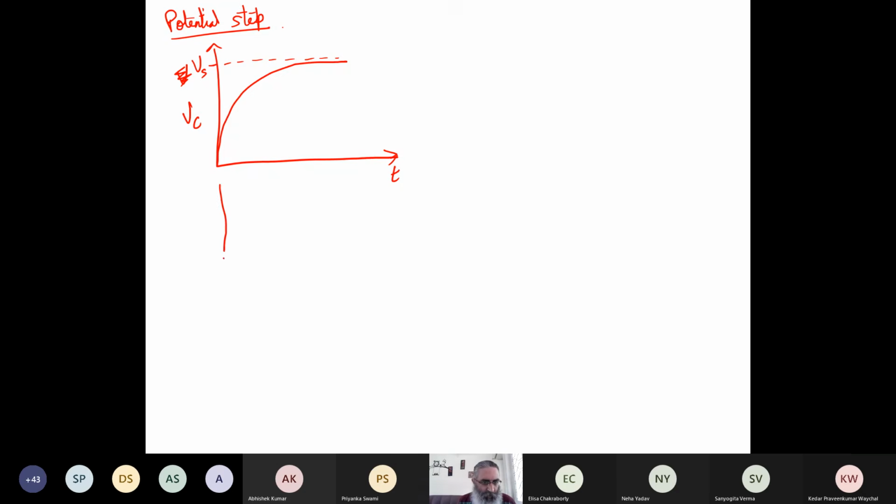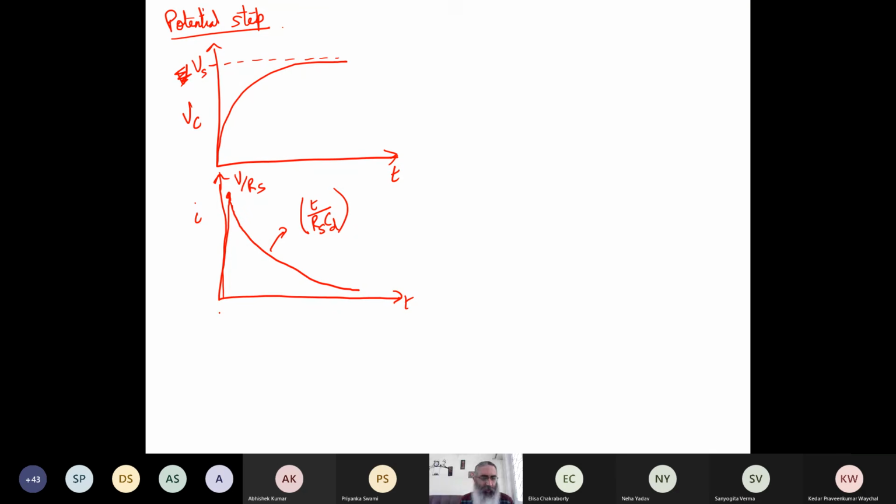Now, the other parameter that we can monitor is the current across the capacitor. I'm just drawing it in the same time scale. So the current across the capacitor is going to increase, get to its maximum value of V by Rs. This is the maximum value the current can take, followed by an exponential decrease. The nature of this exponential decrease is going to be dictated by t by Rs into Cd.